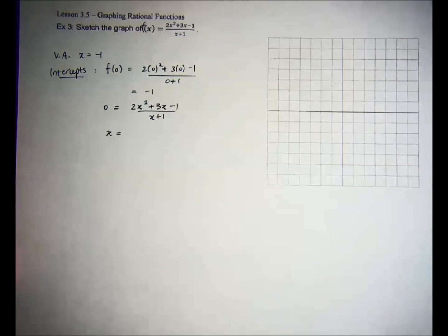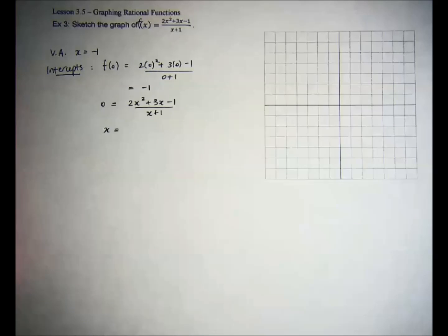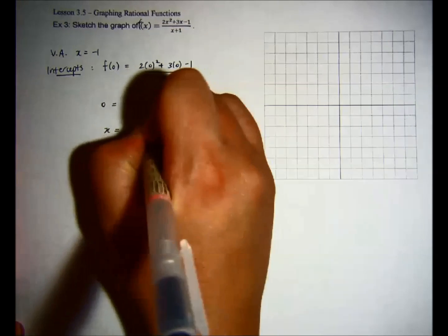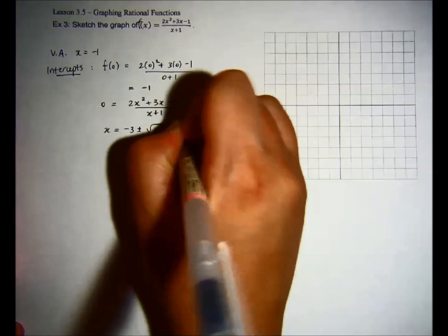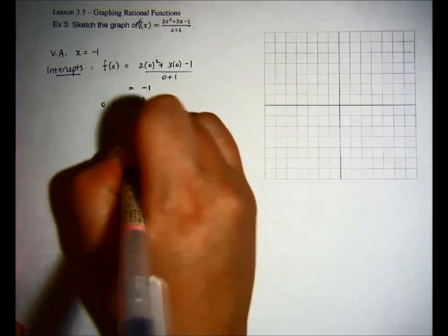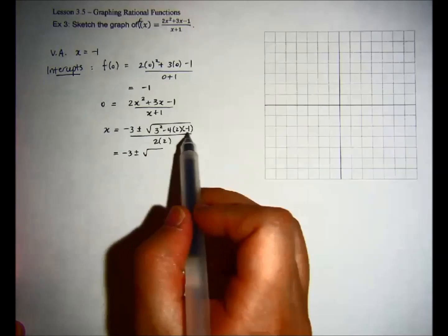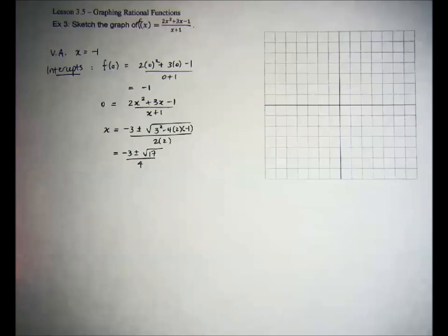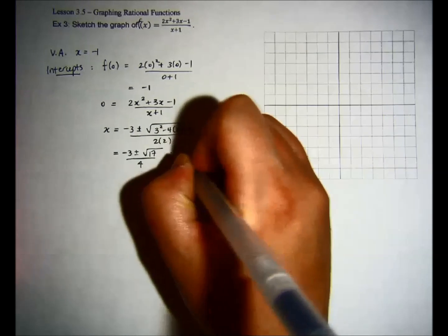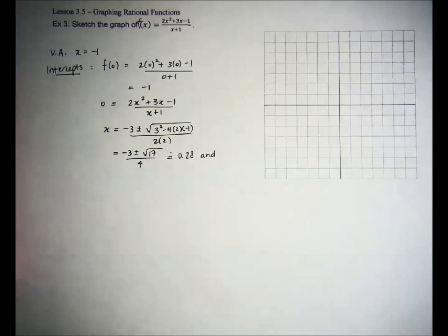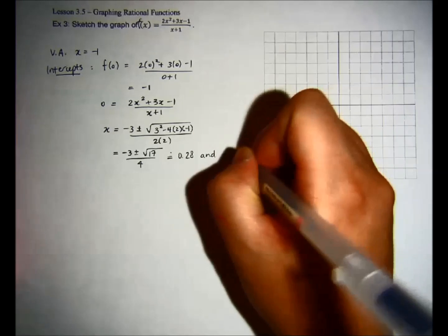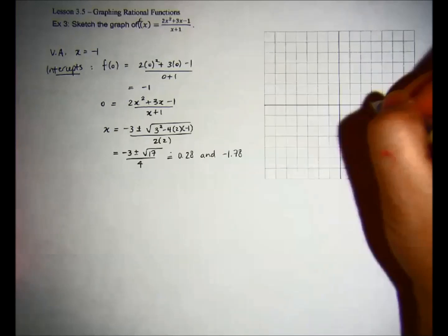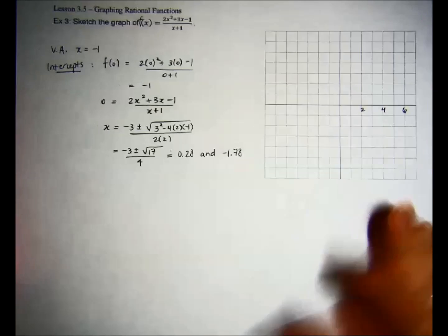So it's not a factorable trinomial, unfortunately, so we're going to have to use our quadratic formula. -3 plus minus the square root of 3 squared minus 4ac over 2a. So -3 plus minus root 9 plus 8, so root 17 over 4. And you can use your calculator to estimate what those values are. So approximately 0.28 and -1.78.